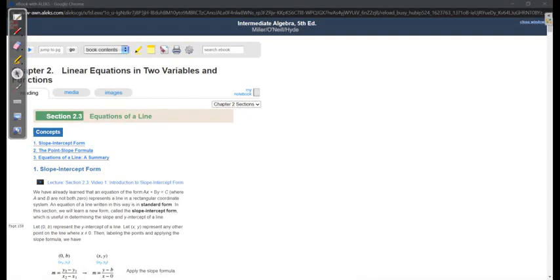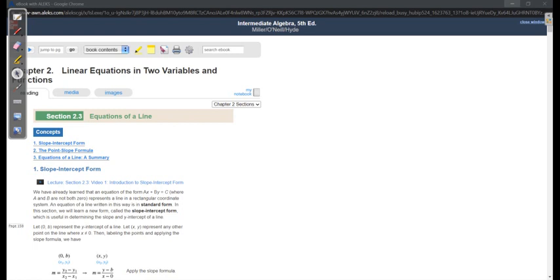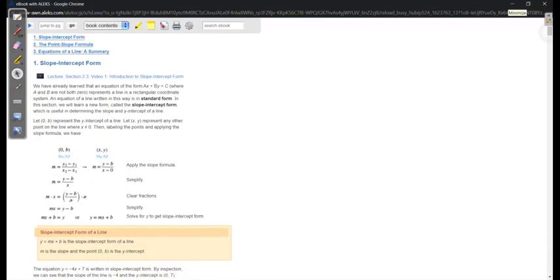Alright, today we're talking about Chapter 2, Section 3. And we're talking about the equations of a line.